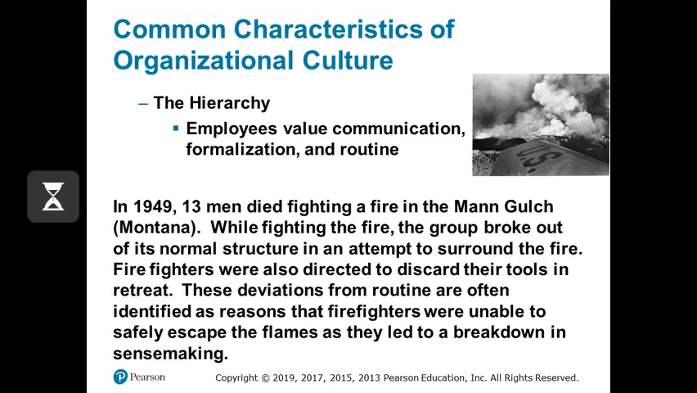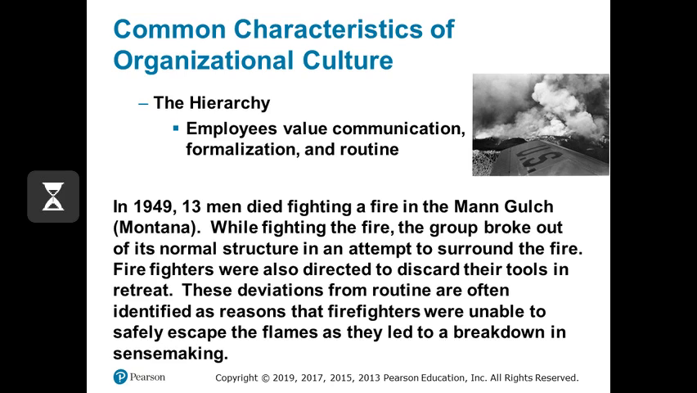And some of these different directives that they were given out there deviated quite a bit from what they were used to. And these deviations from routine are actually identified as reasons why this disaster was as bad as it was. Because what experts who have analyzed this disaster believe is that the firefighters' inability to deviate from the routines that they were so used to is part of the reason why so many lives were tragically lost in this disaster.